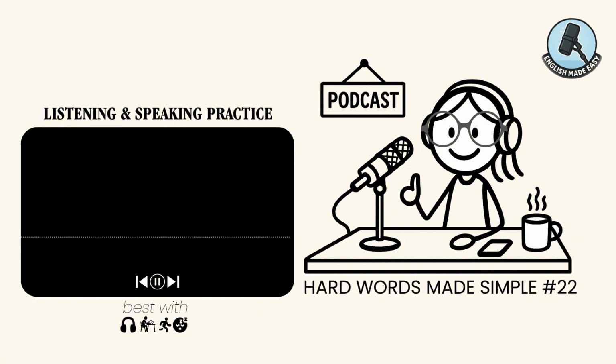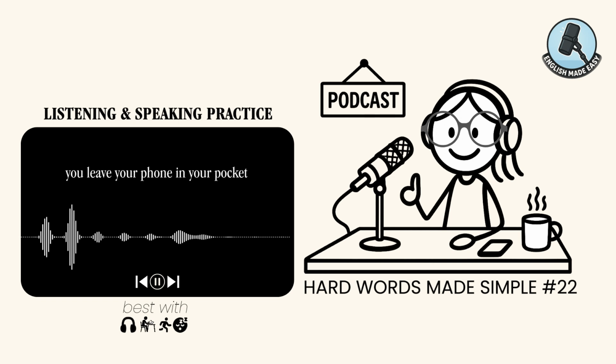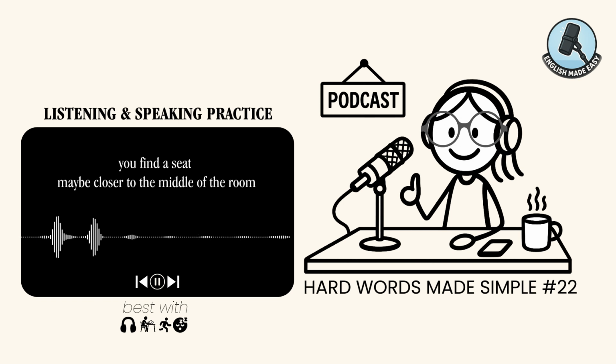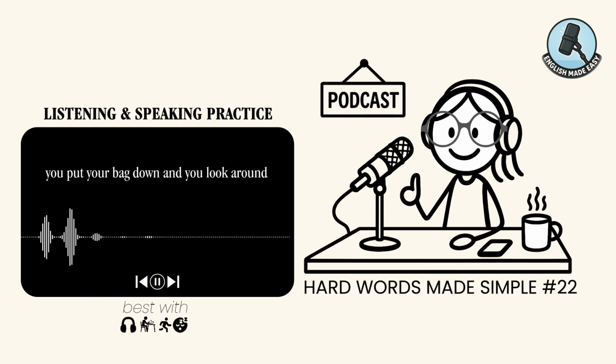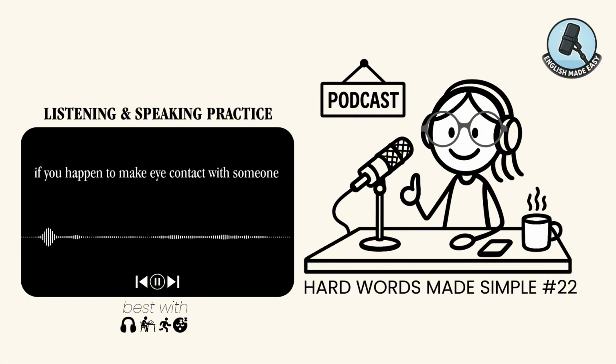Corrected example. You walk into the same room, you feel the same nervousness, that's normal. But this time, you take a breath. You leave your phone in your pocket. You find a seat, maybe closer to the middle of the room. You put your bag down and you look around. You let your eyes wander over the faces of your new classmates. If you happen to make eye contact with someone, you give them that small, quick, friendly smile. You have sent a completely different message. I am open and friendly.